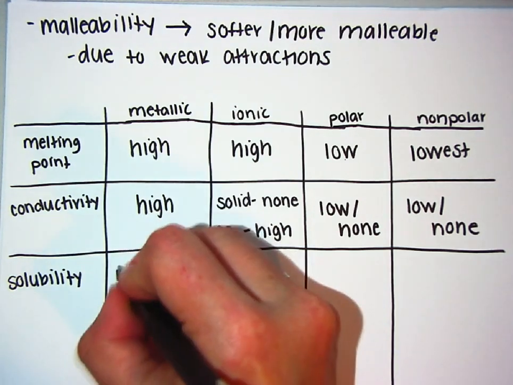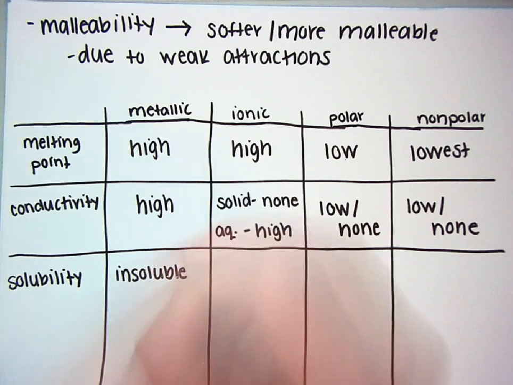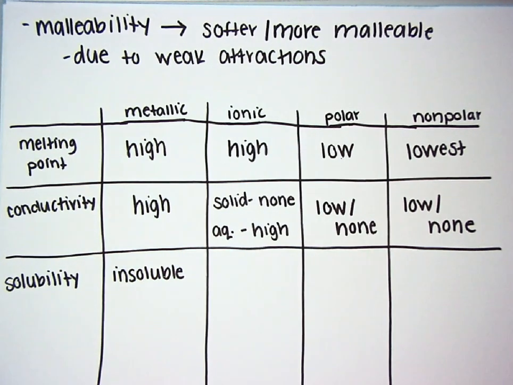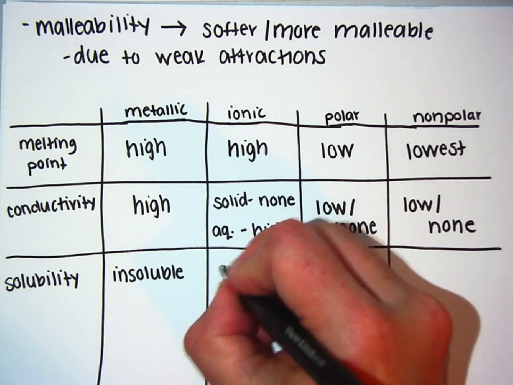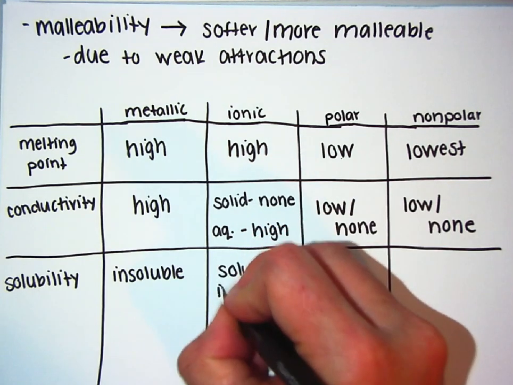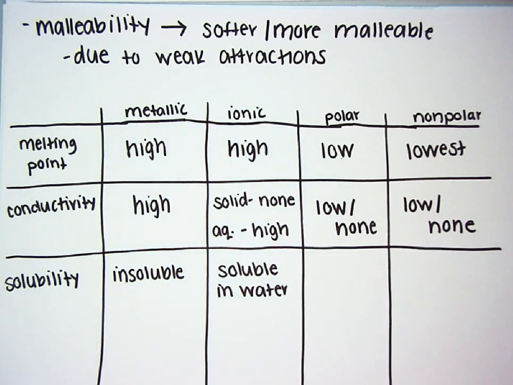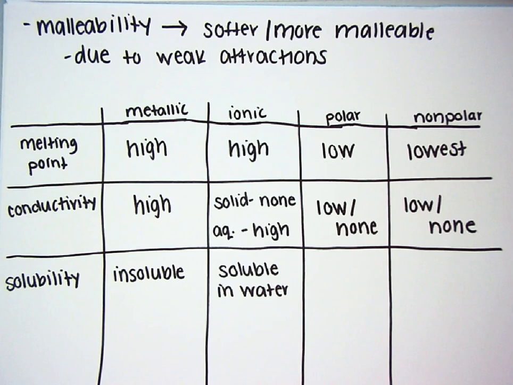Solubility. Metals are insoluble in water. Ionic compounds are soluble in water. Think about salt water. Sodium chloride, table salt. It's an ionic compound. It will dissolve in water.